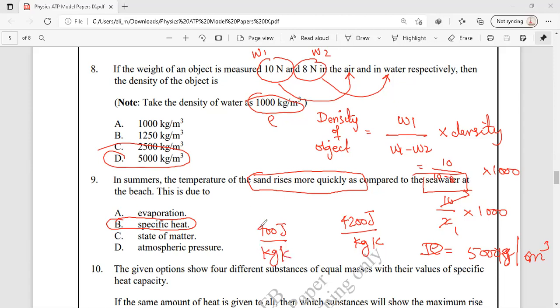This means that sand will absorb 400 joules for a 1 degree rise in temperature, while water takes 4200 joules to increase the same amount of temperature. So sand will become hot more quickly as compared to water.